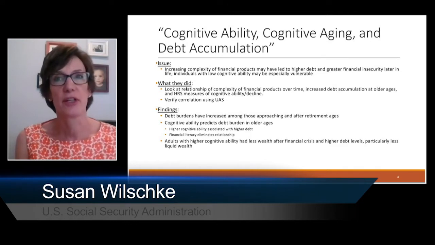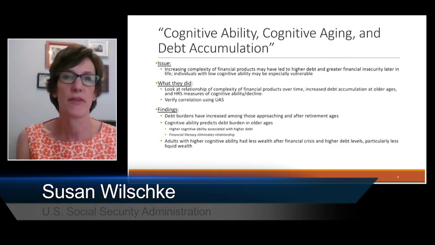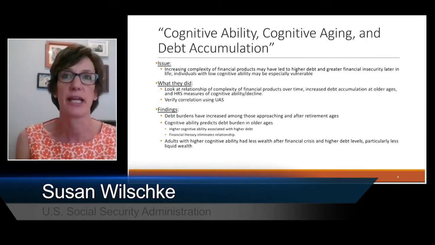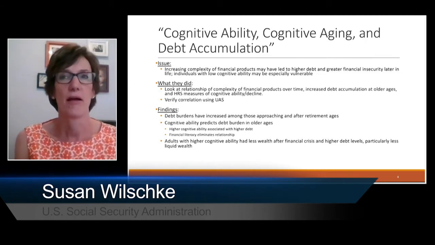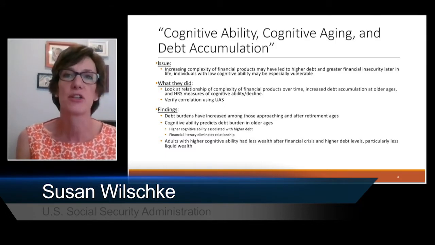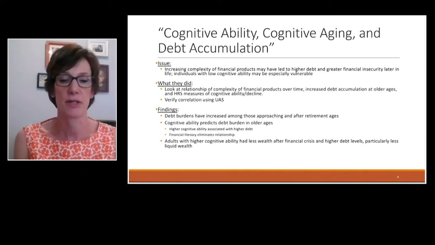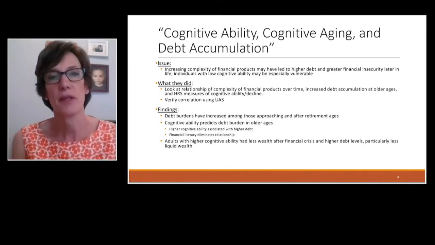They looked at financial literacy, and when you take that into account, that relationship between the debt burden and the cognitive ability kind of goes away. So you're seeing that people with higher financial literacy are taking on more debt in these more complex environments. But even among those people with higher financial literacy, there's some evidence that they may be having difficulties managing their debts. And the next slide.